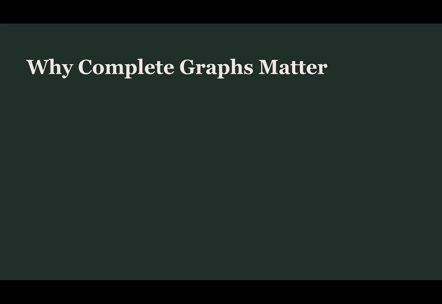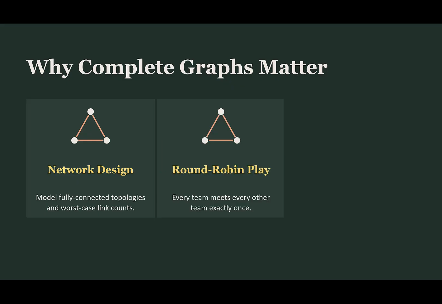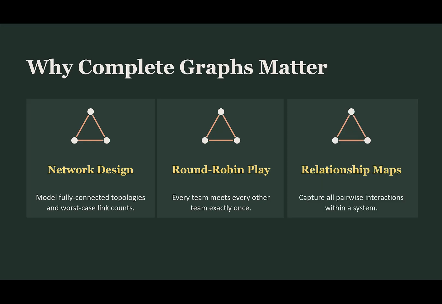So if you're wondering why we're studying complete graphs, it's because they have great applications. We can use complete graphs in network design. That could show us fully connected topologies, as well as showing us the worst case for the number of link counts we will need. Complete graphs also show us round-robin play, meaning we could write out how every team meets every other team exactly once. And in general, complete graphs help us with relationship maps. This will allow us to capture all pairwise interactions within a system.